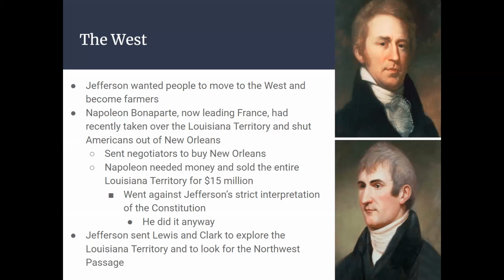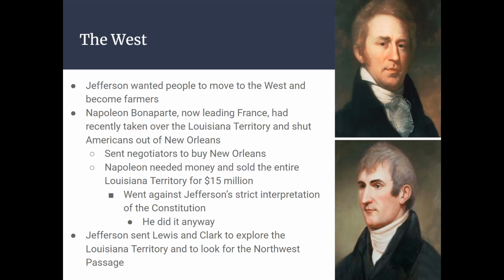Now, leading up to this, Napoleon Bonaparte, who is now in control of France, had recently taken over the Louisiana Territory, which is land west of the Mississippi River, and he had shut Americans out of New Orleans. Jefferson would actually send negotiators to buy New Orleans because it's a very important port city. And Napoleon needs cash. He's in the middle of wars in Europe. He needs money. And so he decides to not only sell New Orleans, but the entire Louisiana Territory.